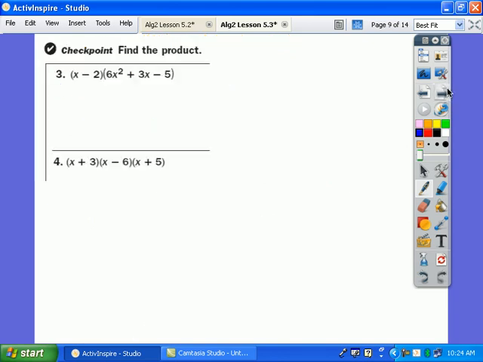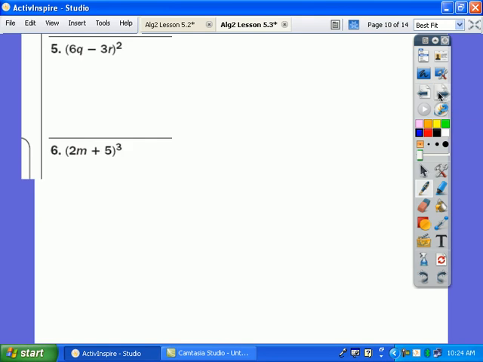Okay. There are some more examples I have, but at this point we have covered the bulk of the material for section 5.3. And so this will conclude this video lesson.